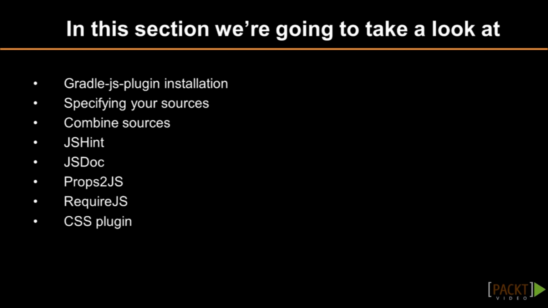So in this section, we're going to cover the Gradle.js plugin, as I mentioned. We're going to talk about how to specify your sources, combining sources. We'll talk about JS hint, JS docs, prop2js, require.js, all the several other really helpful plugins. And we're also going to talk about the CSS plugin that was also mentioned just a few seconds ago. Let's dive in and get started using the plugin to use Gradle to build your JavaScript project.